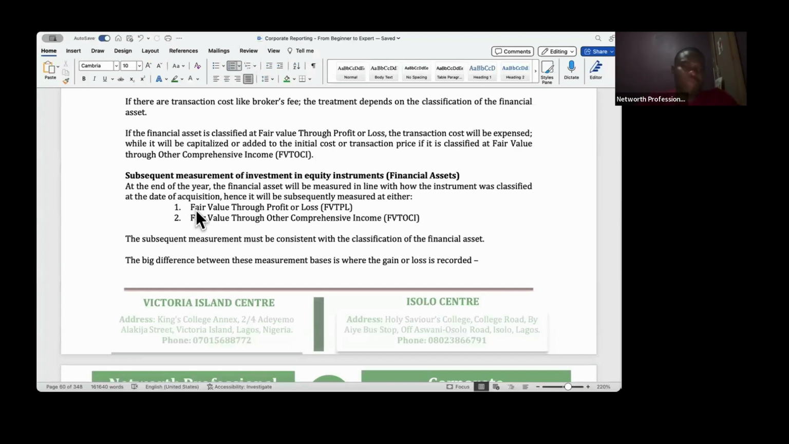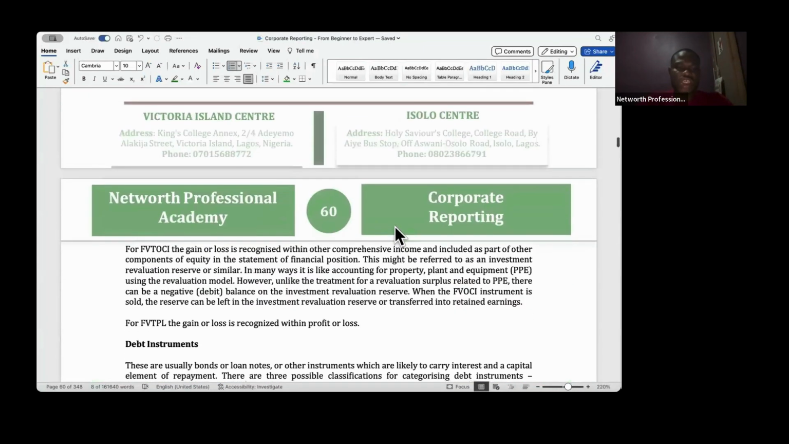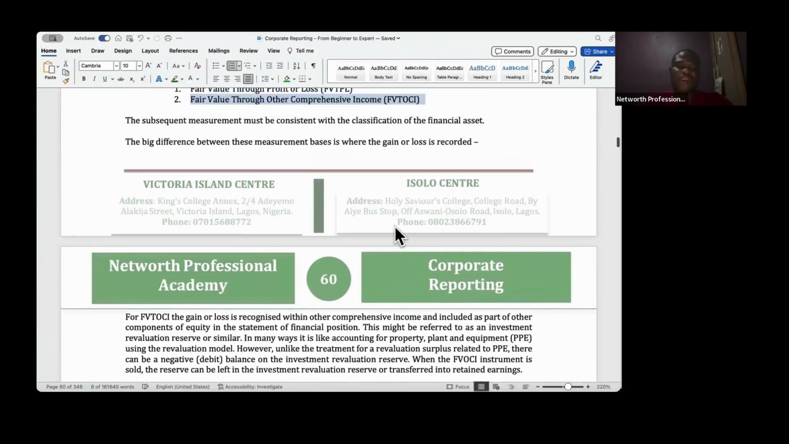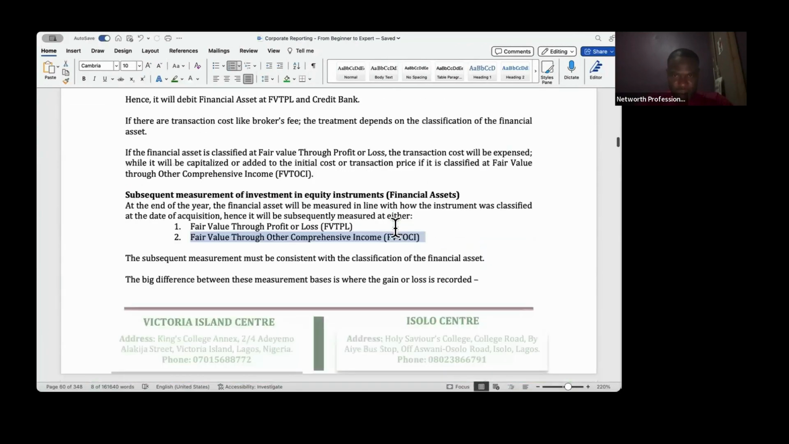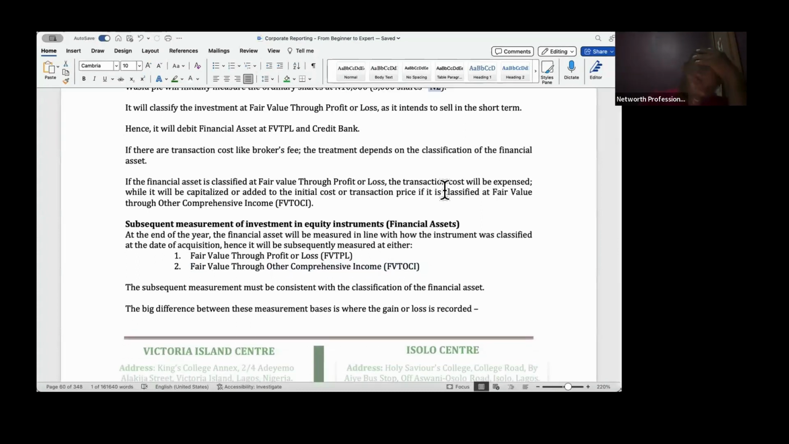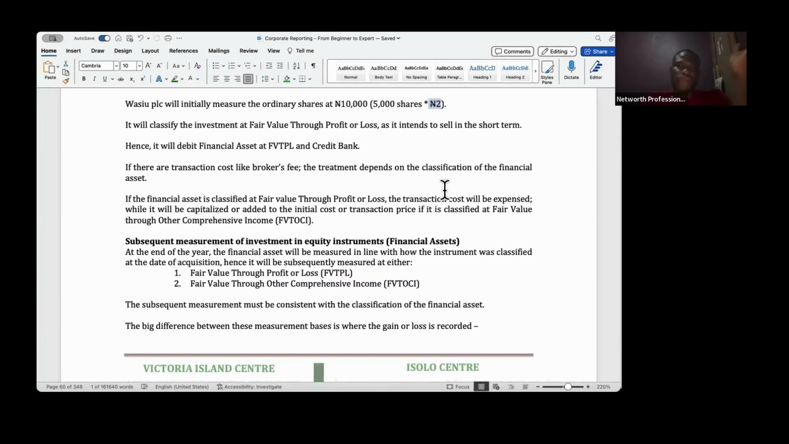And the big difference between measuring at fair value through P&L and measuring at fair value through OCI is usually where you transfer changes in fair value. Now, for example, in this example I gave you, this guy bought these shares at 2 naira. You know that at the end of the year, the share price will not still remain 2 naira. It will have changed, especially if it's a quoted company. Share prices change. So if the share price becomes 3 naira, for example, that means the value of these shares is not going to be 10,000 anymore.